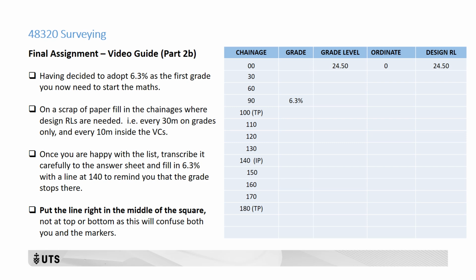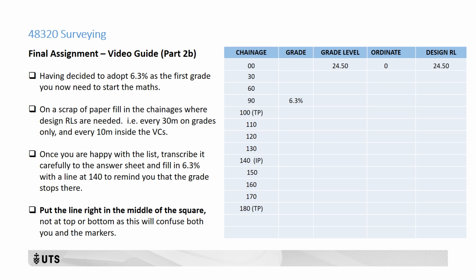So now we can start on the maths. The first thing you need to do is to find out what are the points where you need to work out the design RLs. We're asking for you to do it every 30 metres on the grades only, and then every 10 metres inside the vertical curves. So we start off 0, 30, 60, 90. Then we hit the first tangent point, 100. So we go 110, 120, 130, 140, 150, 160, 170, 180. We've now finished that first vertical curve.